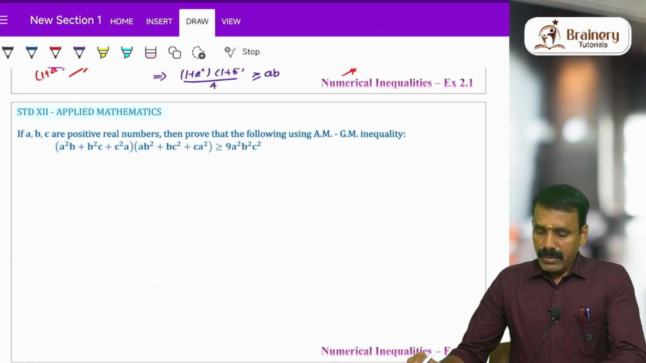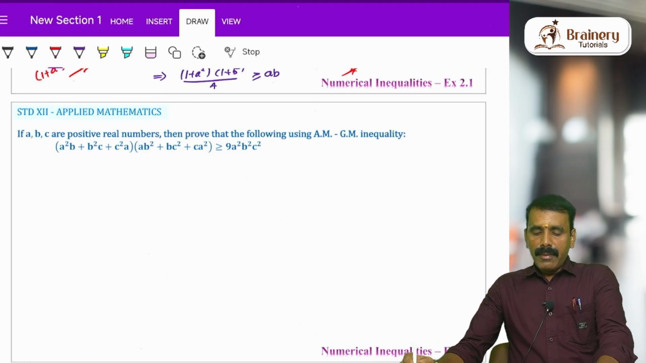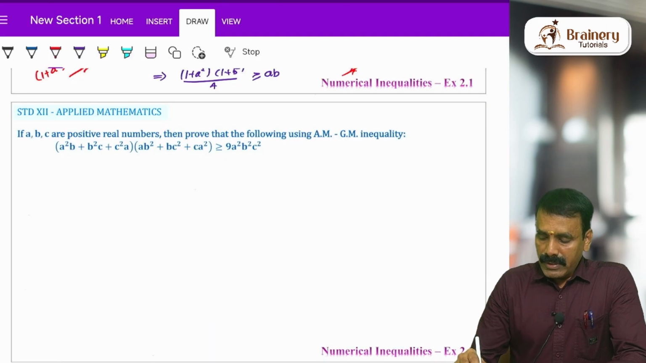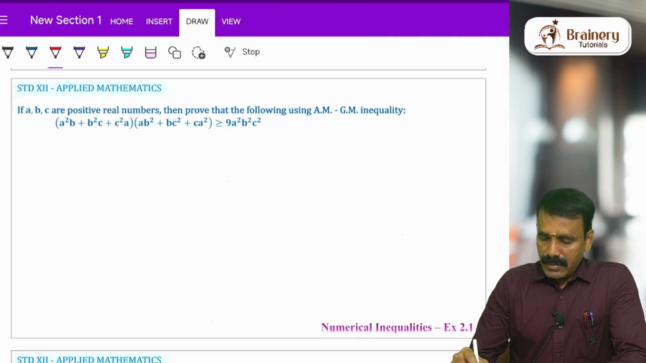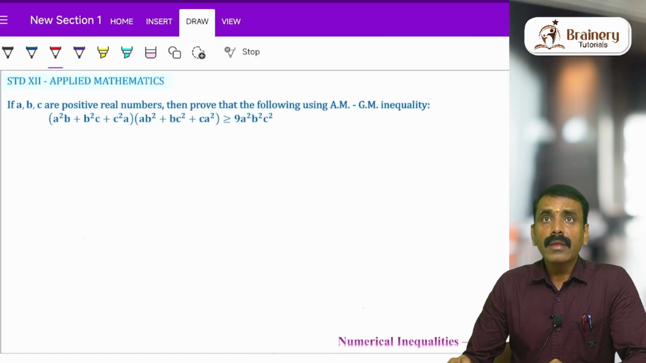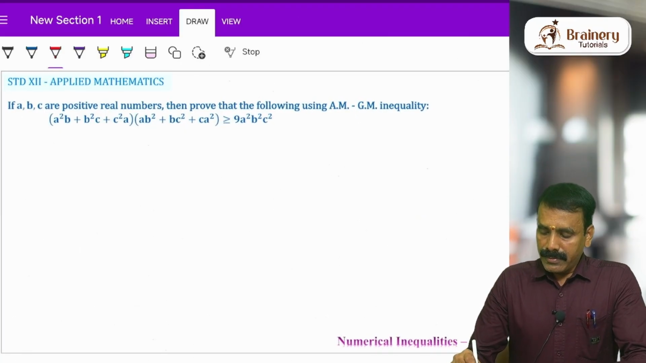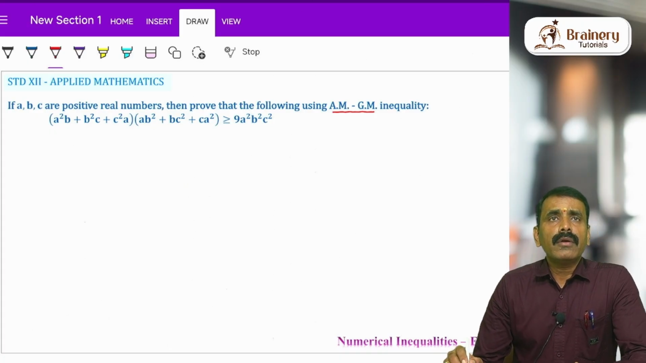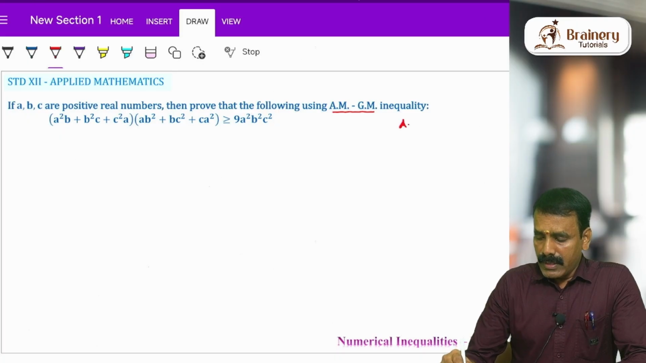So here we have another question. If a, b and c are positive real numbers, then prove the following using AM-GM inequality. What is AM-GM inequality? For any set of positive real numbers, if you take the arithmetic mean and geometrical mean, then AM is always greater than or equal to GM.